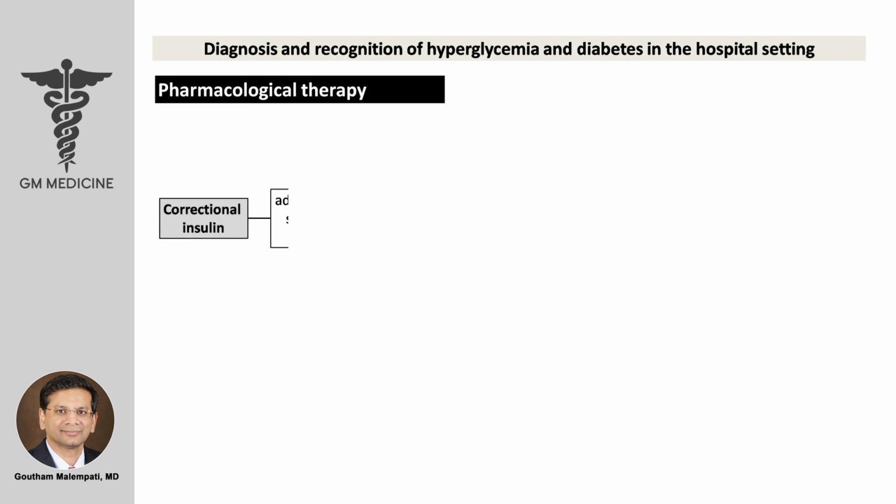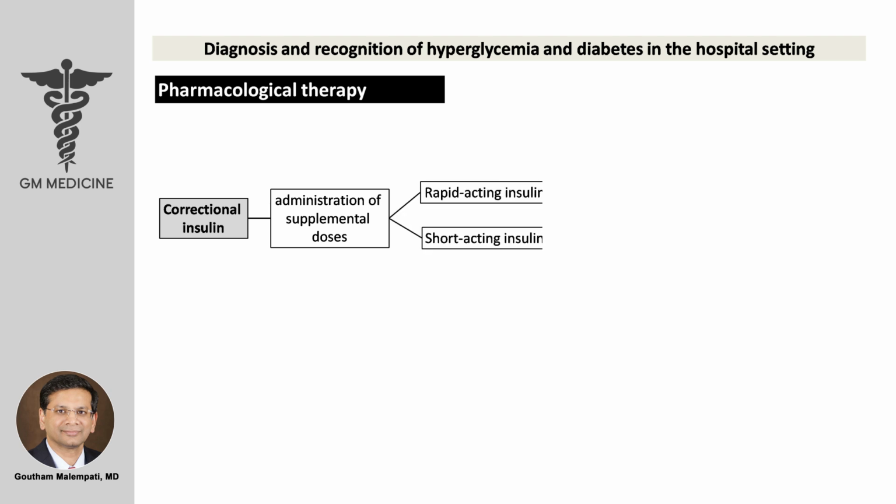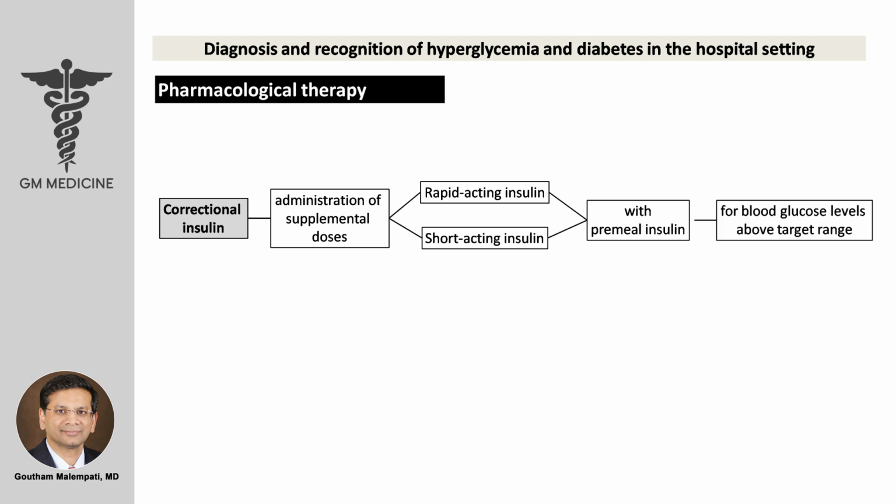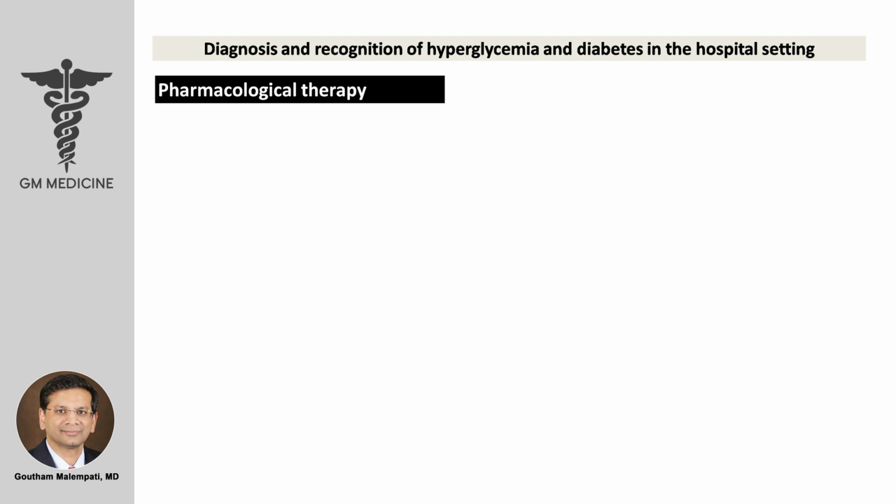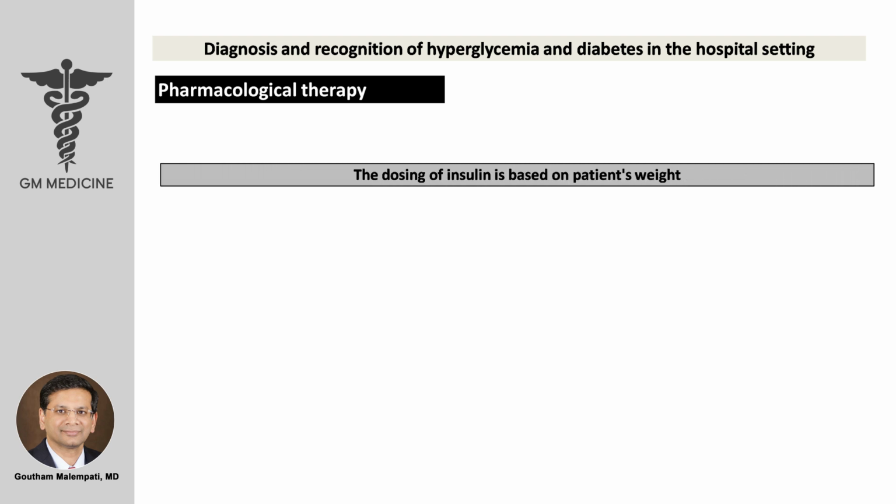Correctional insulin refers to administration of supplemental doses of rapid-acting insulin or short-acting insulin together with pre-meal insulin for blood glucose levels above target range. The dosing of insulin is based on patient's weight.